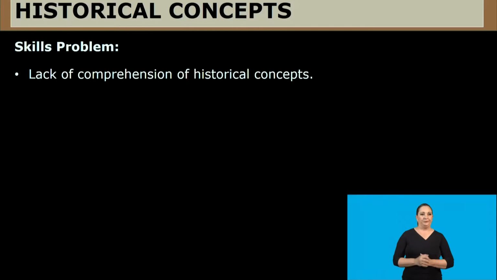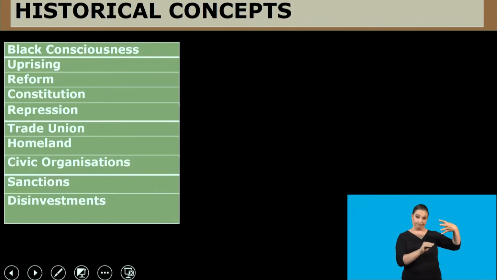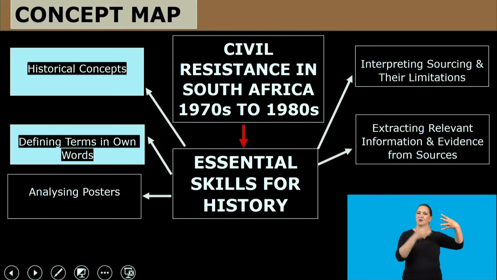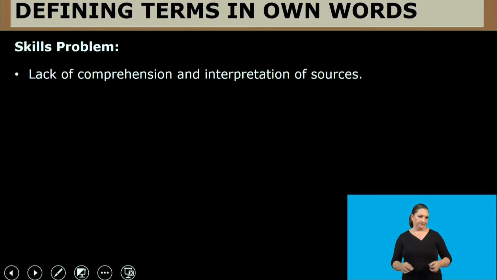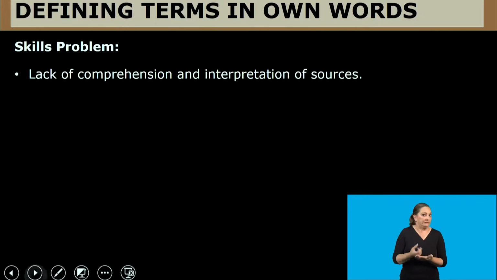Welcome back. Now let's look at examples so that you know how to apply the skills that are important in history. Now, the skills problem is that a lot of people cannot comprehend historical concepts. Remember those concepts we looked at before the break, like black consciousness, uprising, reform, and so on. Please make sure that you study those and you know them very well so that you can define them in your own words. Okay. There is also lack of comprehension and interpretation of sources.